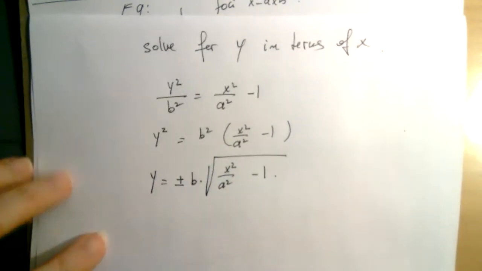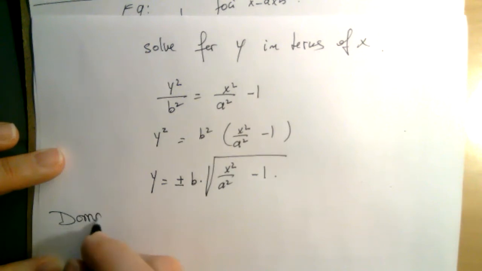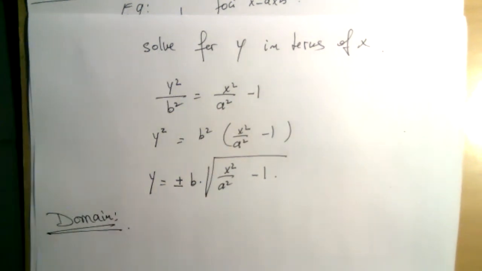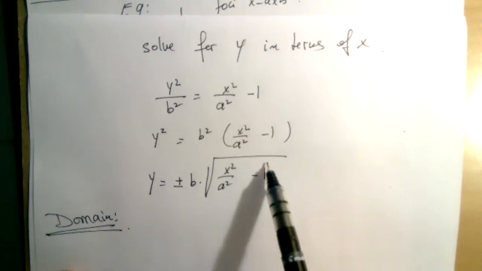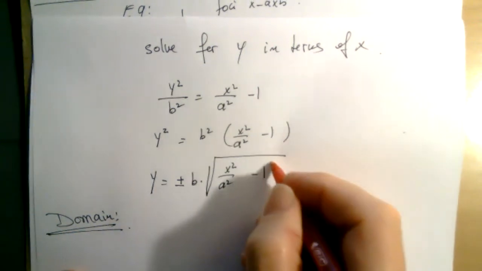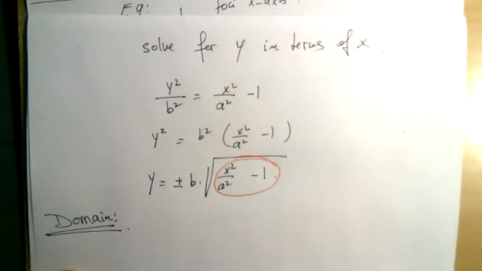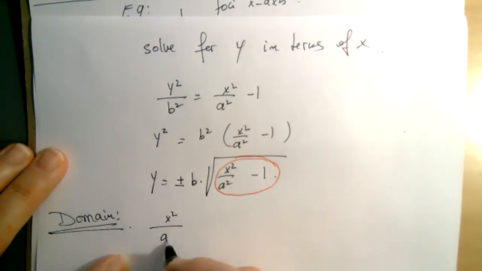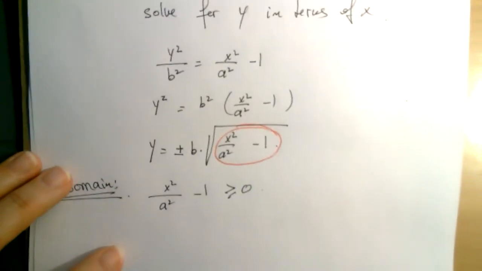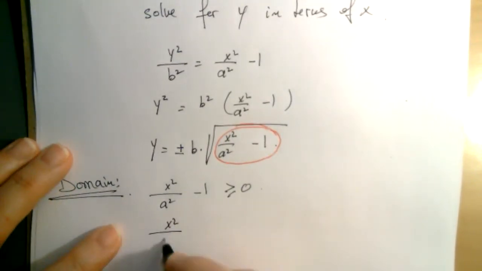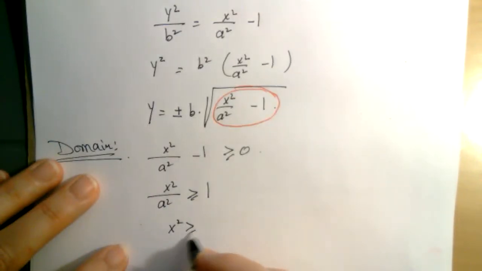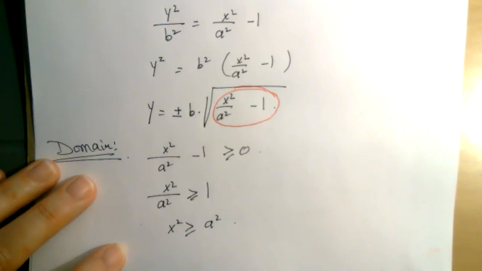All right, so question number 1 is the domain. What do I mean by domain? Anytime I have a square root, I have an issue. The square root is going to make sense as long as this is a positive number. Otherwise, this doesn't make sense. So this will make sense when x squared over a squared minus 1 is positive. What does this mean? It means x squared over a squared is larger than 1. It means this makes sense as long as x squared is larger than a squared.